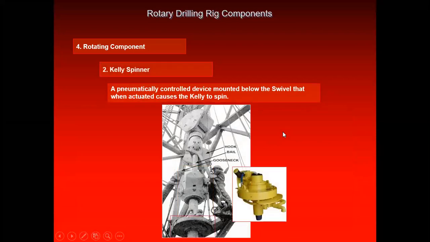Then we have the Kelly spinner. This is the spinner, which is the bearing. We call it a Kelly spinner. So this is a bearing, and from here the drill string is moved.